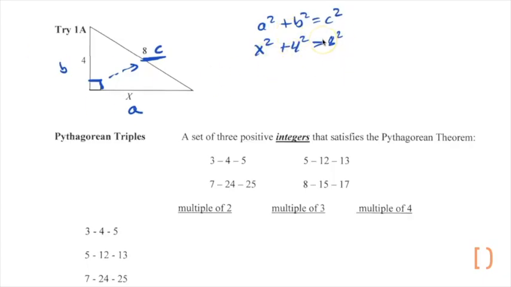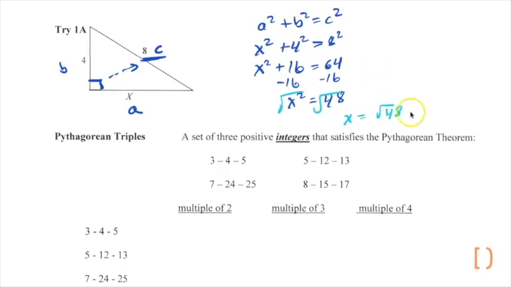We have this. Now we have to simplify. X squared plus 16 is equal to 64. I'm not looking for my c, I'm looking for my x, which is a leg here, an a. I have to subtract 16 from both sides. We get x squared is equal to 48. And then we take the square root, and we have x equal to the square root of 48.